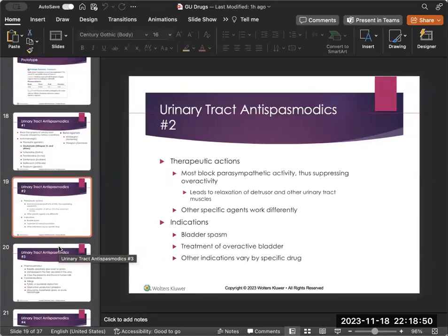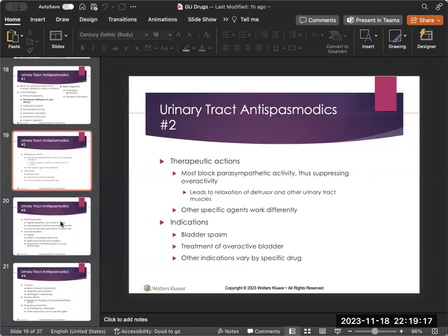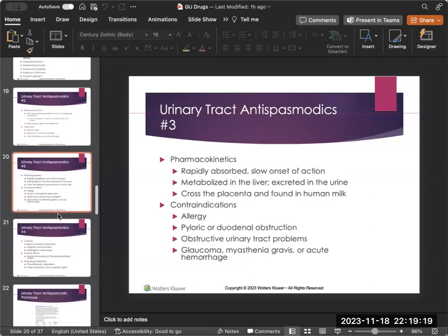So it blocks the parasympathetic system, which helps prevent peeing as much as you do, because it's going to help suppress that overactivity. Because these patients who have spasmodic bladders, they have overactive bladders, they're peeing a lot. Okay, so they block the parasympathetic, which relaxes the bladder and helps you pee less. Indications: bladder spasms, or overactive bladders. Okay, that's the primary thing. Remember, the prototype drug is oxybutynin.